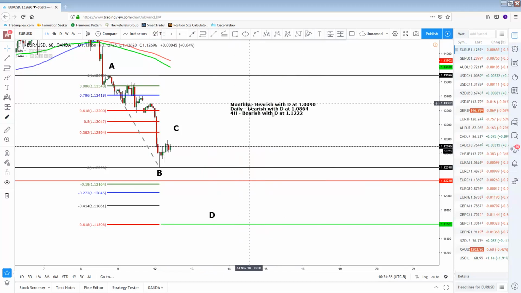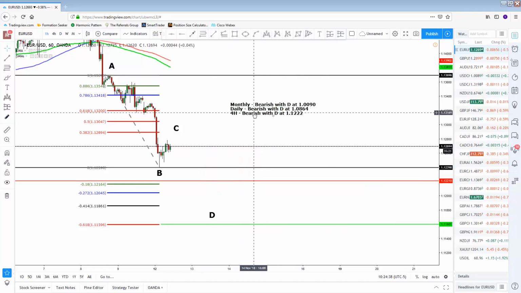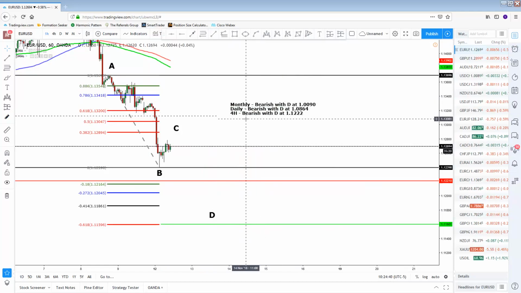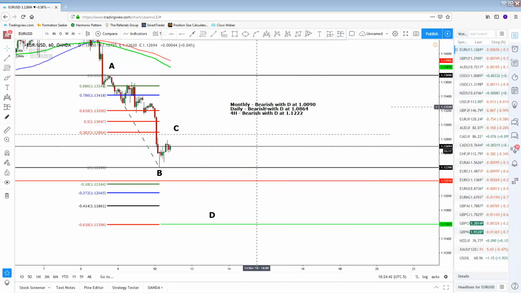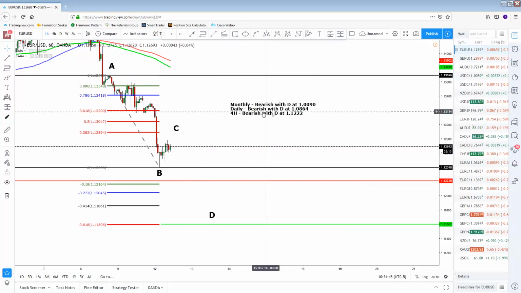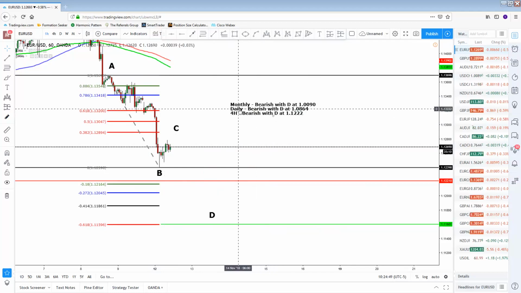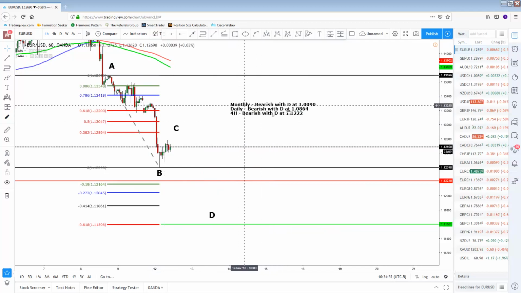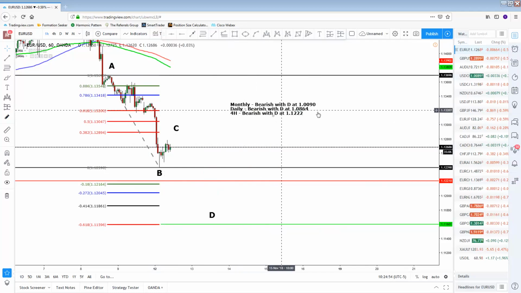Now, sometimes you'll have the monthly as one and the daily as another, then the 4 hour lines up with the daily or something. It's okay to have that. If I'm going to trade the 1 hour, I really want to pay more attention to the 4 hour and the daily over the monthly. But I still want to know where the completions are.